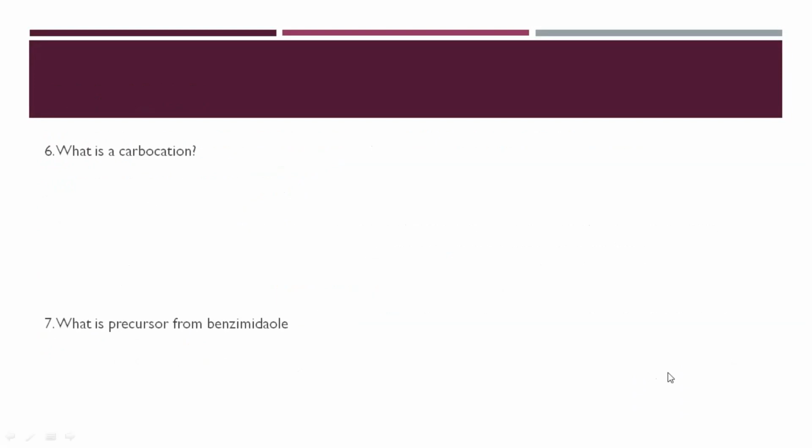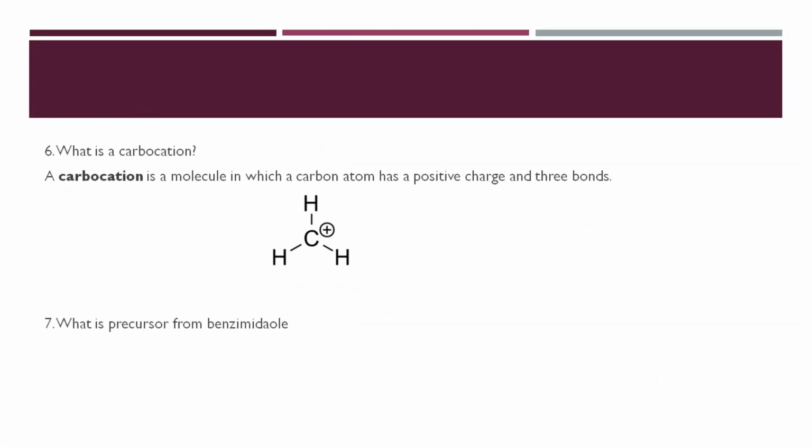Next question is, what is a carbocation? A carbocation is a molecule in which the carbon atom has a positive charge and three bonds. Let us see the structure. You can see how a carbocation is. It has three H bonds with a positive charge. Thus it acts as an electrophile, that is electron loving, because it lacks electrons. So earlier, the carbocation was known as a carbonium ion.